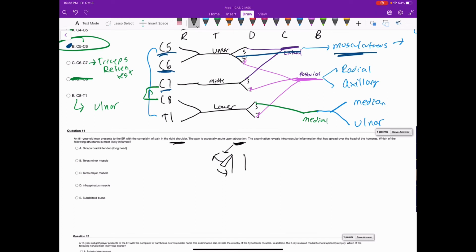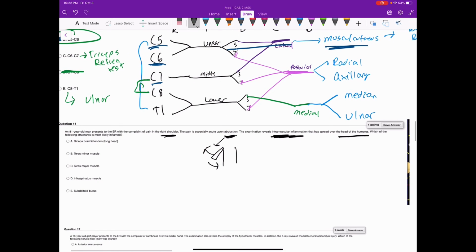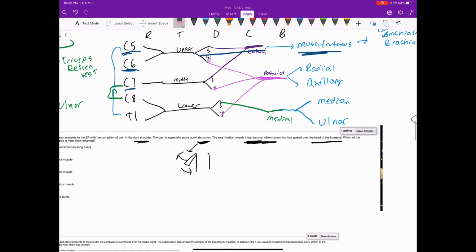Okay, the examination reveals intramuscular inflammation. Okay, so something in the muscle, and is spread over the head of the humerus. Oh boy. Which of the following structures is most likely inflamed? All right, so I'm going to erase this guy. We know it's abduction. Okay.